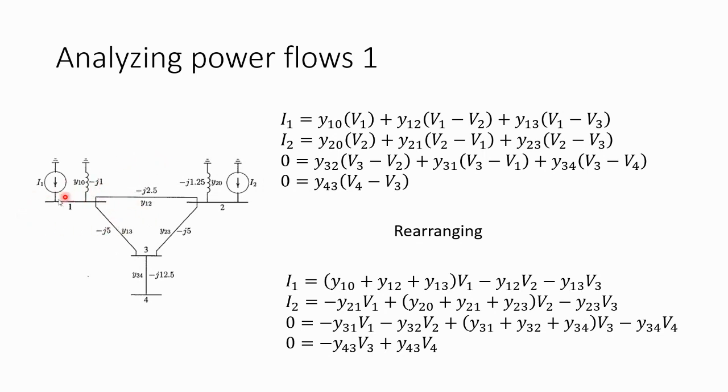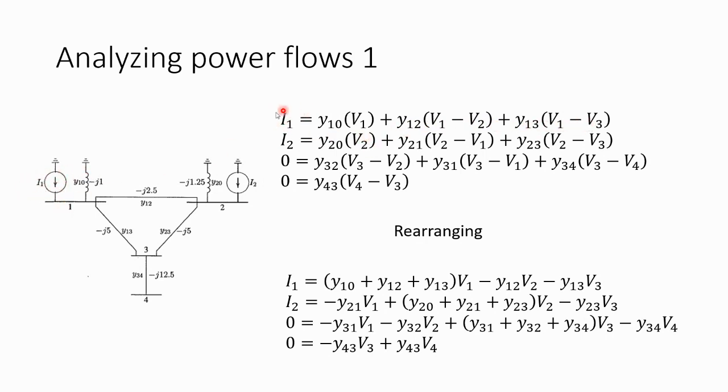So if you look at bus 1, the current flowing into bus 1 is given to us as I1, and that is equal to the current flowing away from bus 1: away from bus 1 to 0, bus 1 to bus 2, and bus 1 to bus 3. And that is given to us as the first equation.